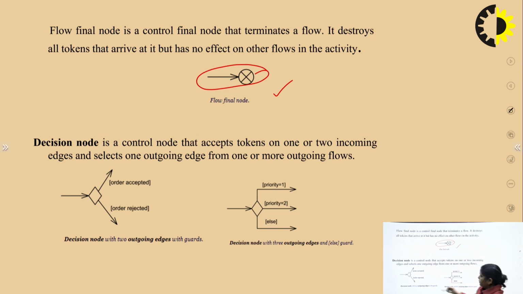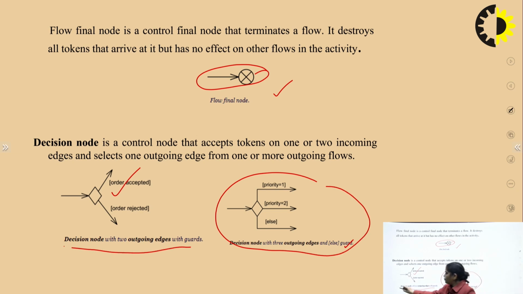What is the decision node? Just like a decision box, it is a control node which accepts the tokens on one or two incoming edges and selects one outgoing edge from one or more outgoing flows. Decision node with 3 outgoing edges and else guard. This is also a decision node with 3. This is a decision node with 2 outgoing edges with guards, and this is a decision node with 3 outgoing edges and else guard.